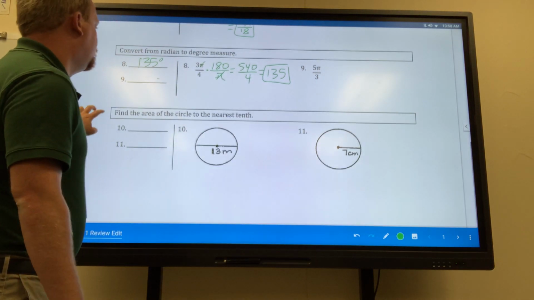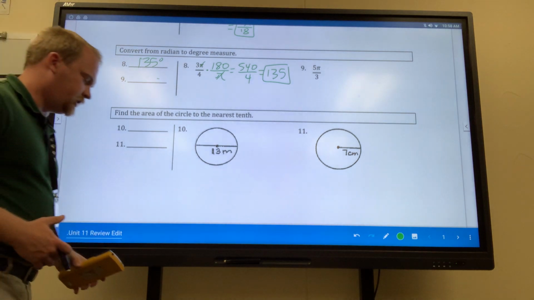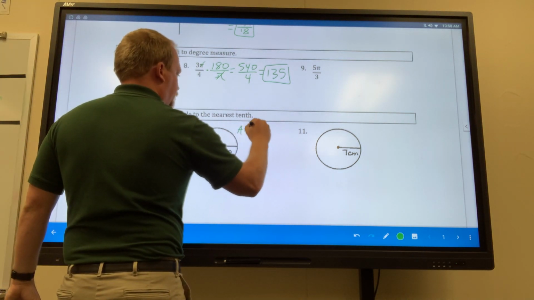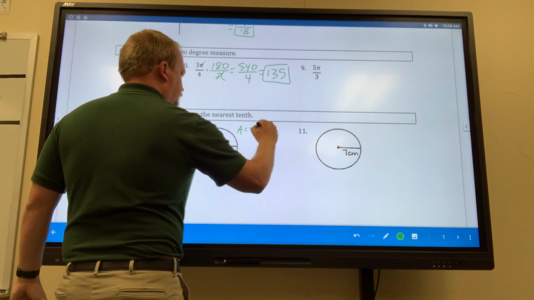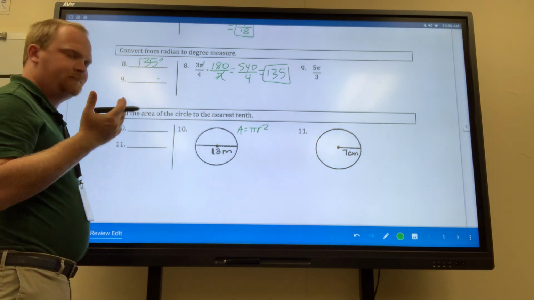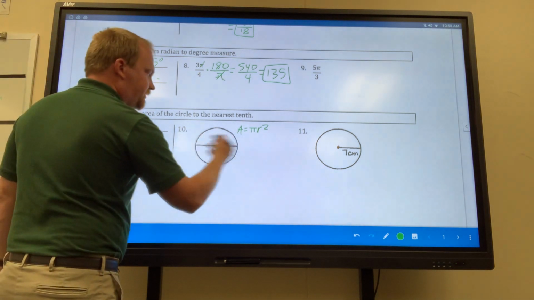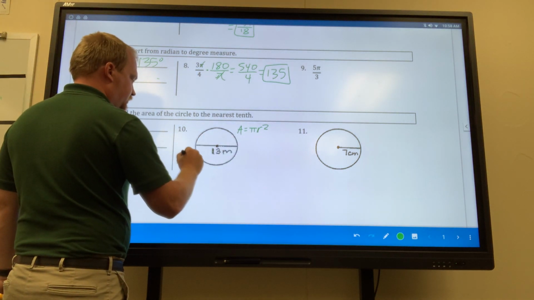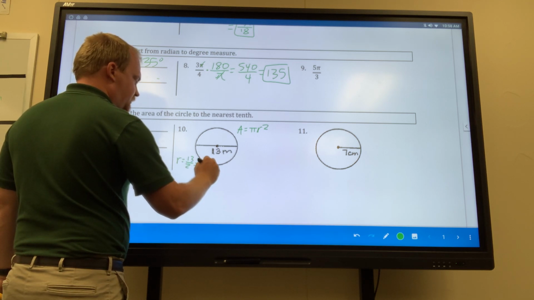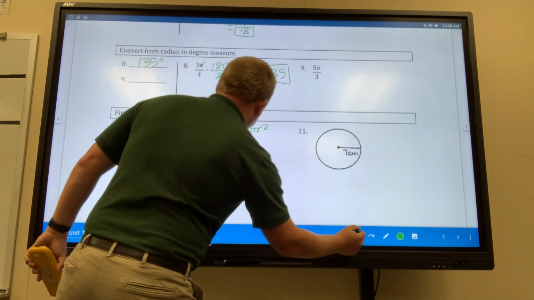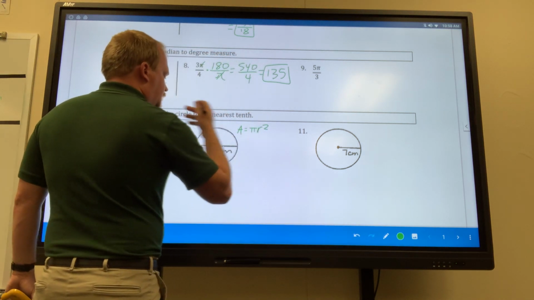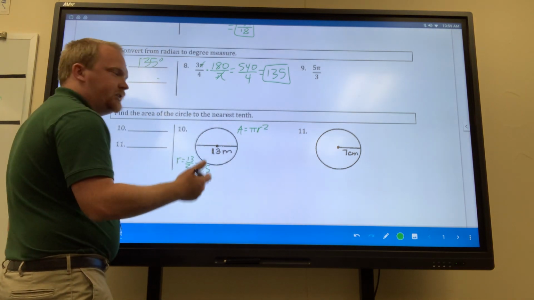Now, let's find the area, okay? So let's find the area of a circle. So area of a circle is pi r squared. Okay? So I gotta figure out what the radius is because I'm given diameter. So that's 13 over 2, which is 6.5. I'm sorry, 6.5. So 6.5 is my radius.